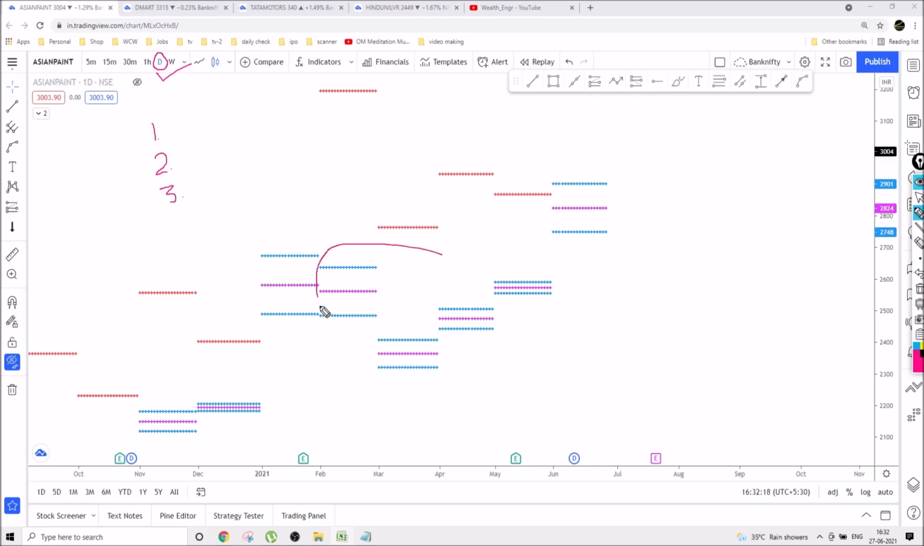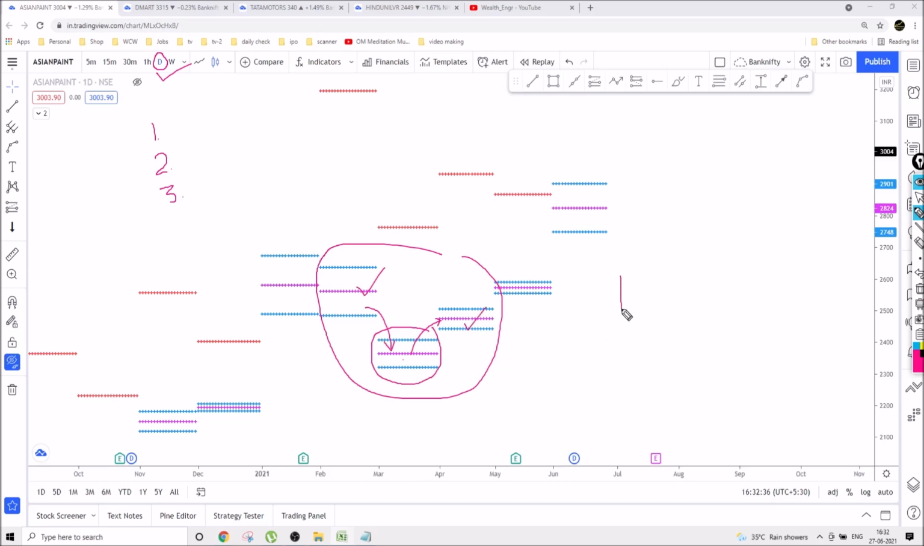See this one, this CPR is lesser than this CPR, and this one is more than this. So the middle CPR has to be lesser than this CPR and this CPR. That forms the Morningstar setup.